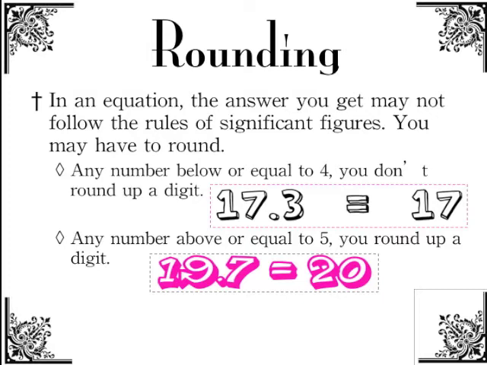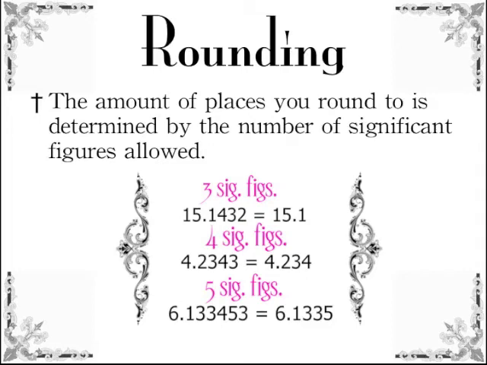Any number above or equal to 5, you round up a digit. So 19.7 would be 20. When rounding, the amount of places you round to is determined by the number of significant figures allowed.